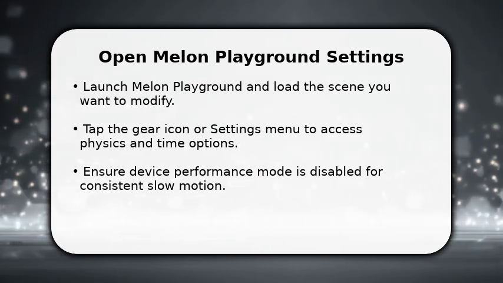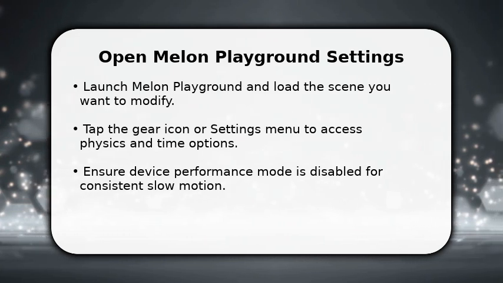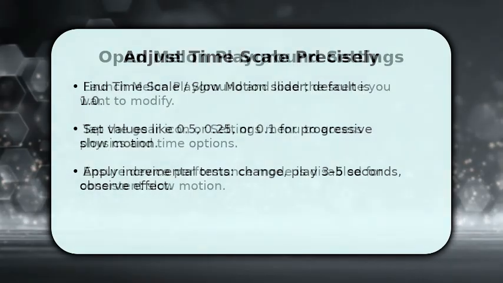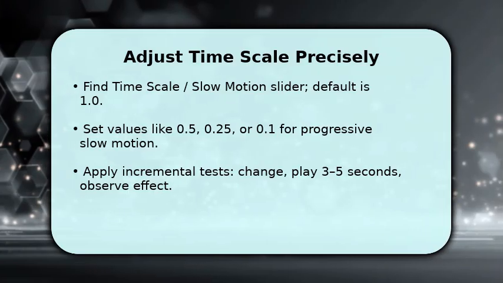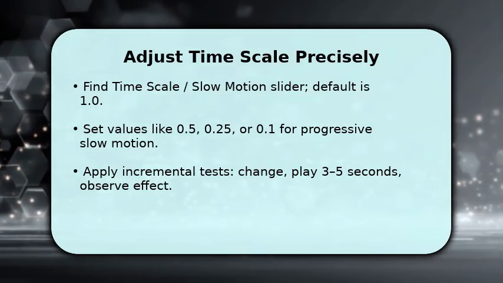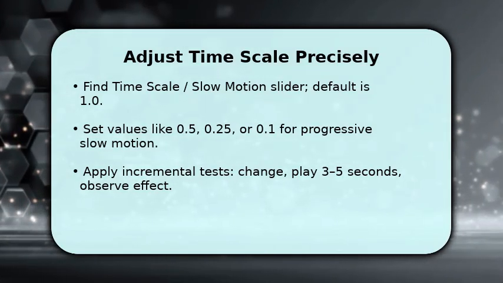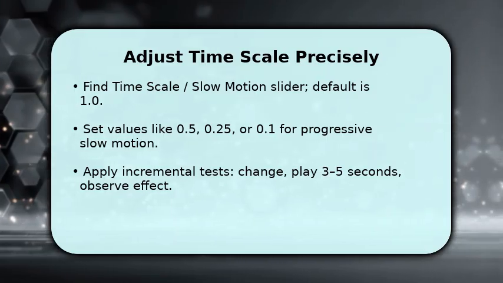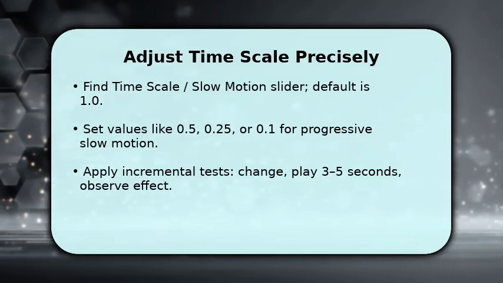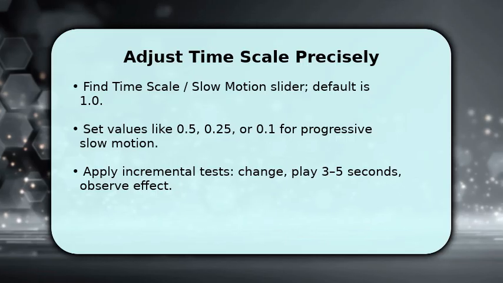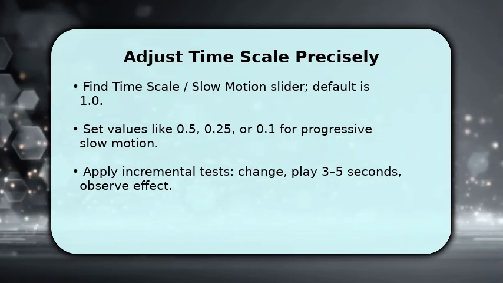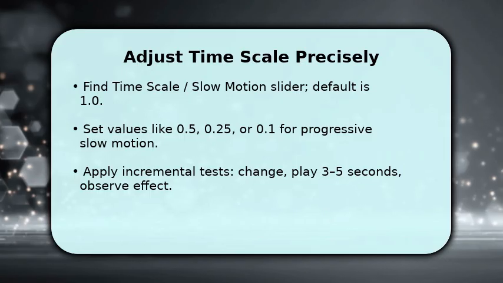Now navigate to Physics or Time Controls to apply the first adjustment. You should locate the time scale or slow motion slider in the Settings or Debug panel, where 1 is normal speed. Once found, move it to values such as 0.5 for mild slow motion, 0.25 for pronounced effect or 0.1 for dramatic slow motion.